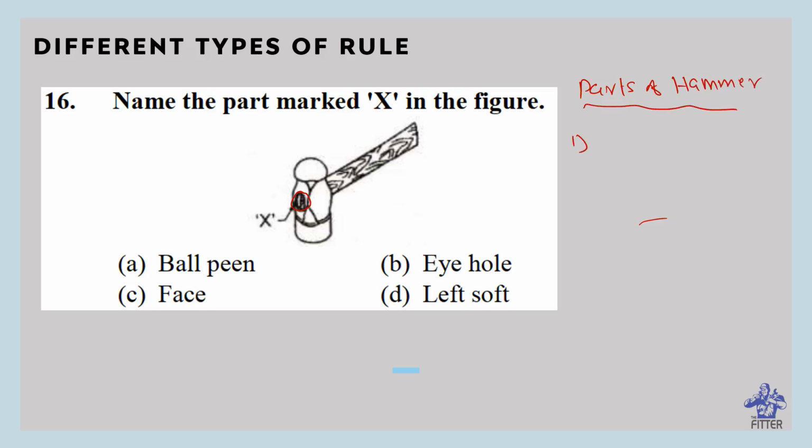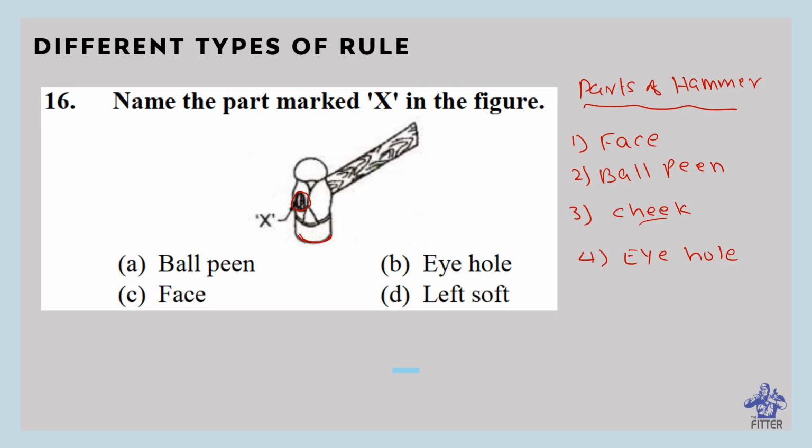First one is face. Second one is ball peen. Third one is cheek. Fourth one is eye hole. The face is the striking portion. You can observe here, a slight convexity is given to the face to avoid digging of the edge.